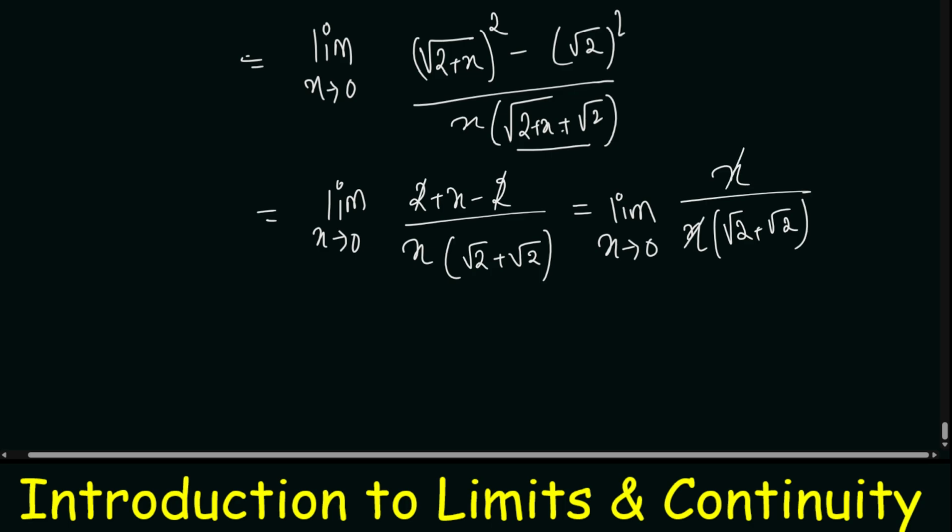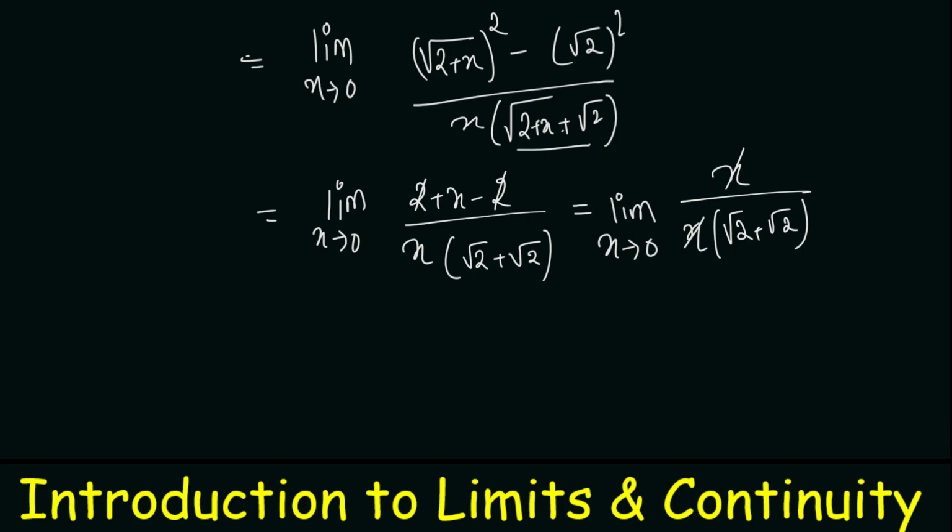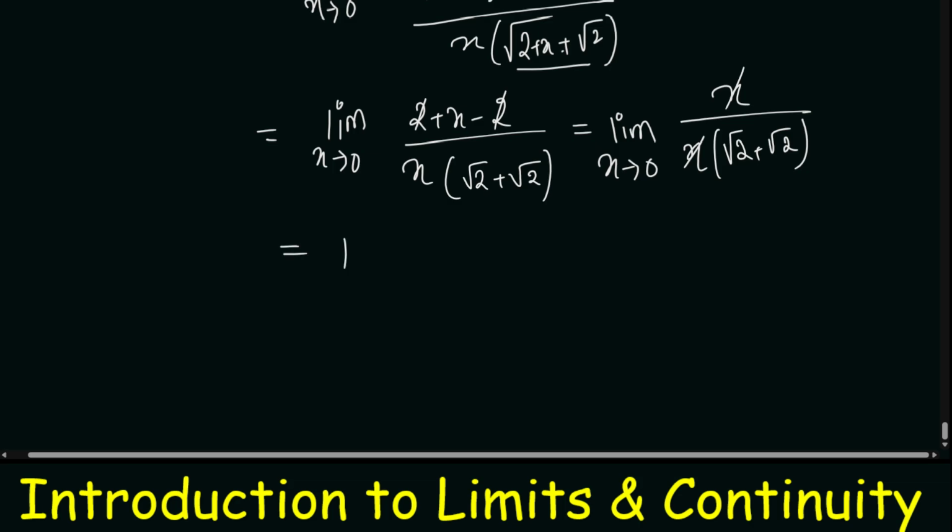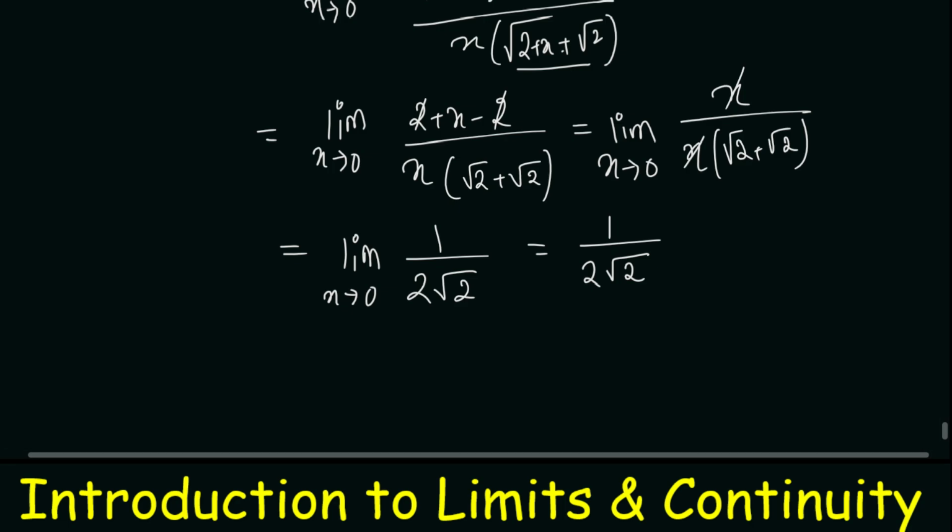x will cancel off. Now x is never 0 inside the limit, whatever the limiting value could be. The x's are simply variables and they will cancel. And what you get is this. You get the answer as limit x tends to 0, 1 by 2 root 2. And since there is no x involved, there is no limiting value required. So the limiting value is the answer itself, which is 1 by 2 root 2. And we are thus at an answer.